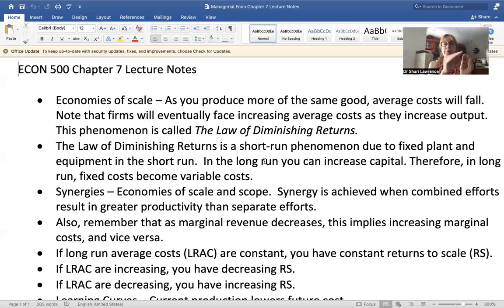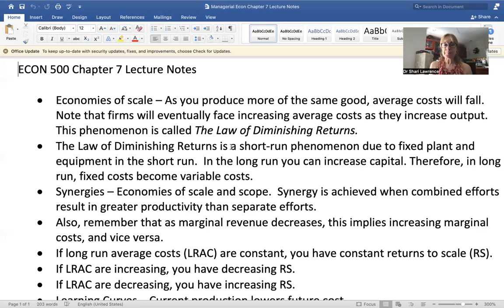And you're achieving economies of scale. You have lowering average costs, but there's only so many people you can fit in that plant to make the face masks. There's only so much machinery you can fit in that plant. So eventually you're going to have people falling all over each other trying to produce these face masks, and it's just not efficient. And so eventually you're going to have decreasing returns to scale. Your average cost is going to increase.